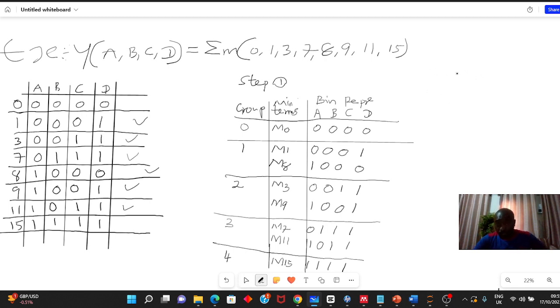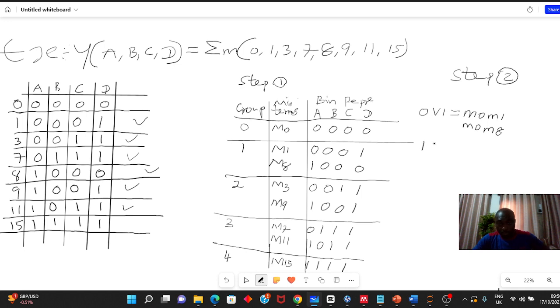So in step two rather, we are going to have the matched pairs, what we refer to as the matched pairs. So what do we mean by the matched pairs? We are going to combine group 0 and match it versus group 1. So we are matching M0 with M1, M0 and then M8, right? That is for 0 matching 1. We have M0, M1, M0, M8, right?